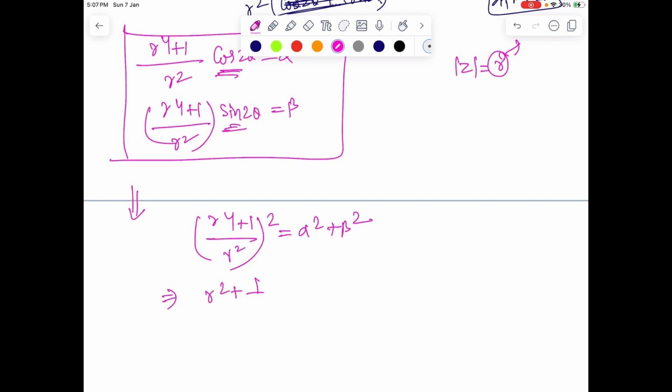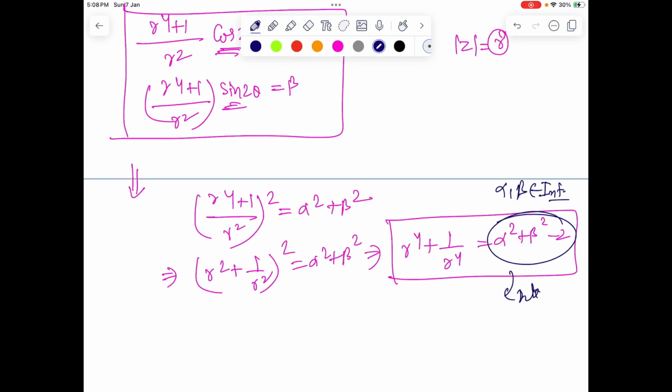And if we write this, (r² + 1/r²)² equals alpha. This is already an integer. Hence, we definitely want to find the value of r such that r⁴ + 1/r⁴ is forced to be an integer. So one thing we can do is try the options one by one and decide for which of them this condition holds.